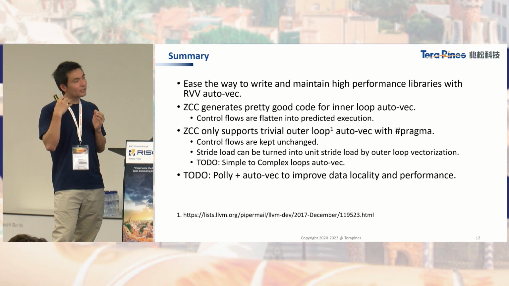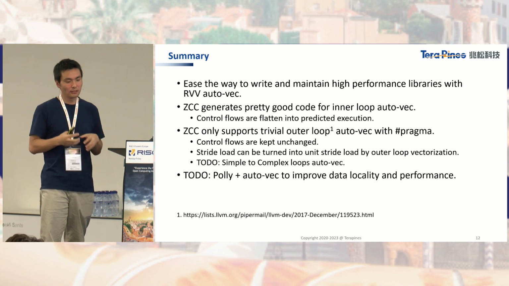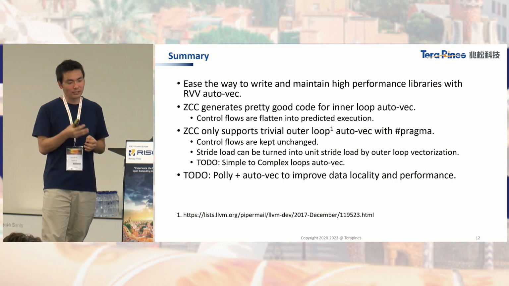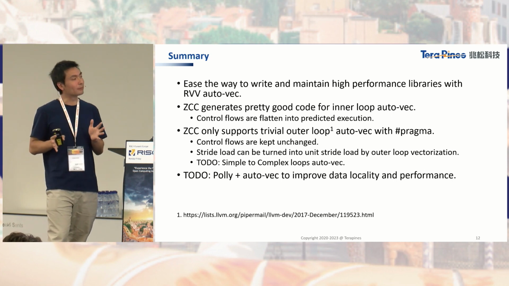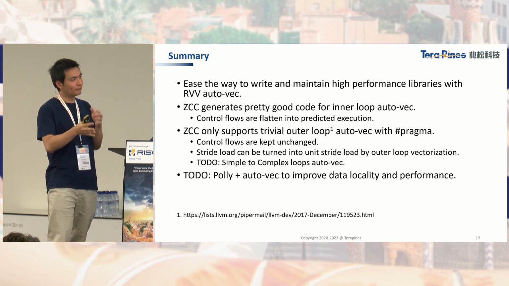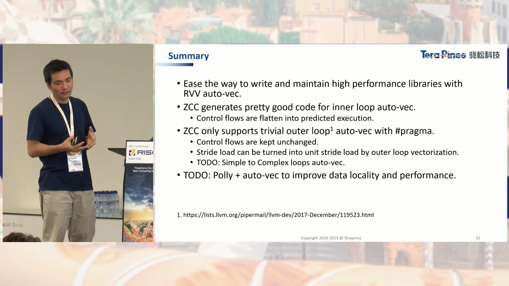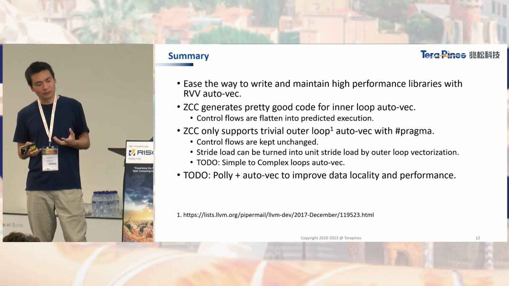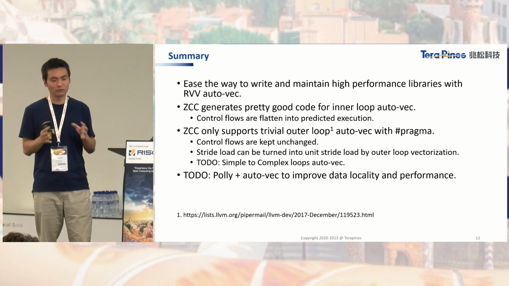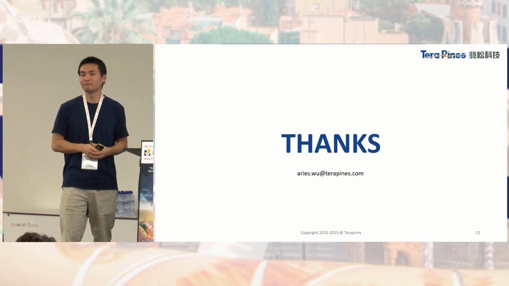I think the benefit of doing outer loop auto-vectorization is that you can turn strided memory nodes into unit-stride memory nodes. And finally, I think we are going to improve the performance of our compiler with some polyhedral optimization, which can improve the data locality, and so it can be combined with our auto-vectorization technology to improve the overall performance. Okay, thank you very much.